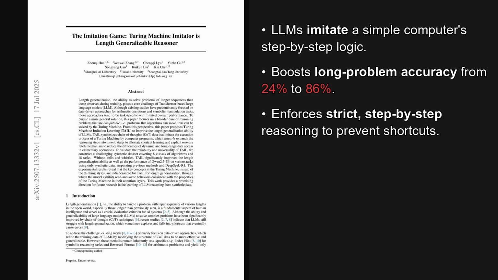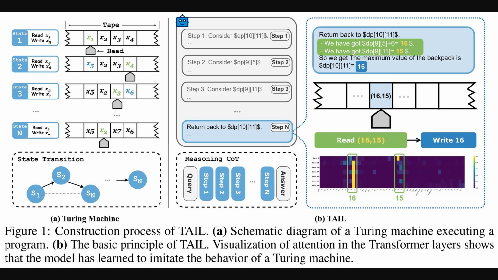The authors propose a new framework that synthesizes training data to teach LLMs how to reason by imitating the step-by-step process of a Turing machine. So, how exactly does this imitation work? This figure breaks it down really nicely.